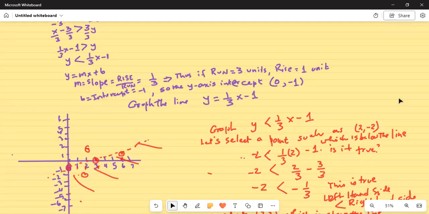And then you move forward. So you start with (0, -1). Then you move 3 units horizontally and 1 unit up. Then again, you move 3 units horizontally and 1 unit up. And connect those 3 points, that is the line.